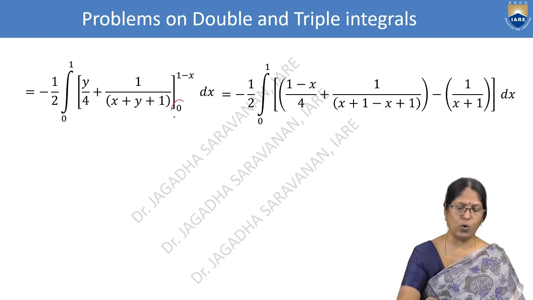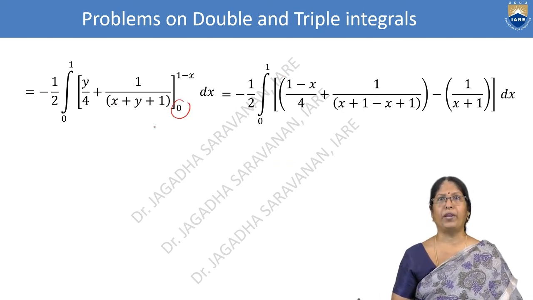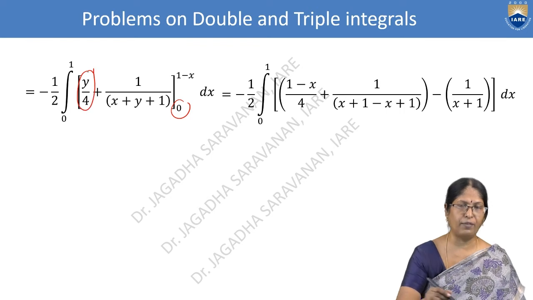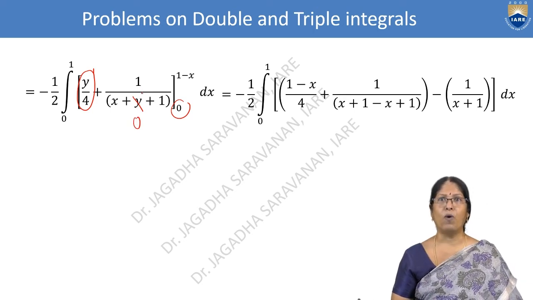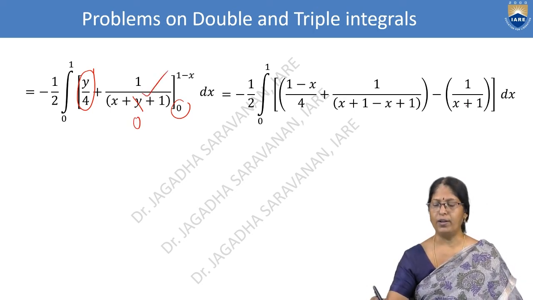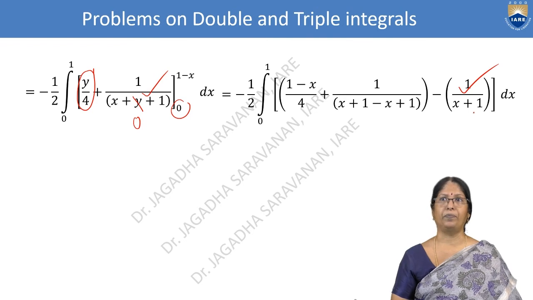The next, the lower limit, the y place. So this is completely vanished. But here we are substituting 0. So the leftover is 1 by (x plus 1). That's what it is written here.